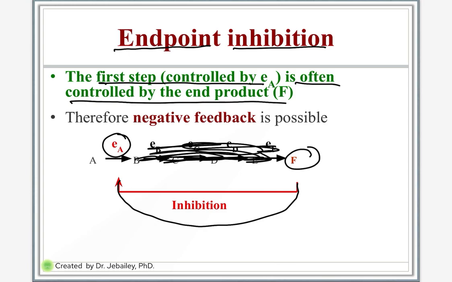Now, this only happens when you have such a large amount of F that you say, hey, I already produced so much F, I don't need this process to continue. So I go all the way back, and through negative feedback inhibition, I basically tell the enzyme, hey, stop, no more of it. Now, what happens if you don't do that?